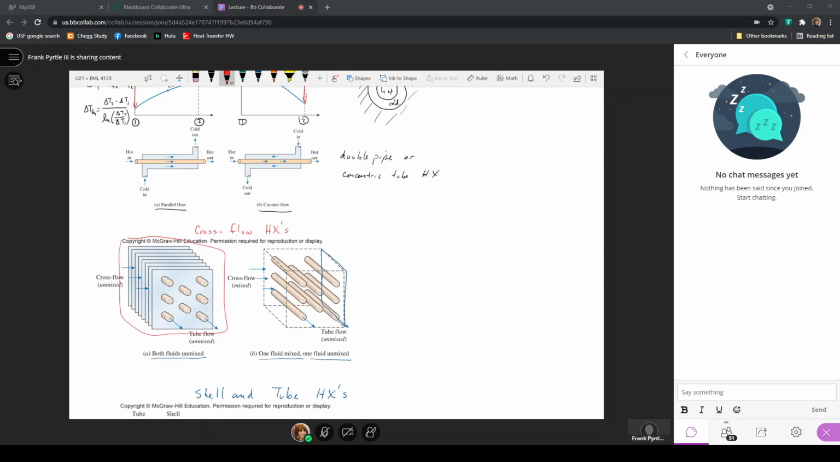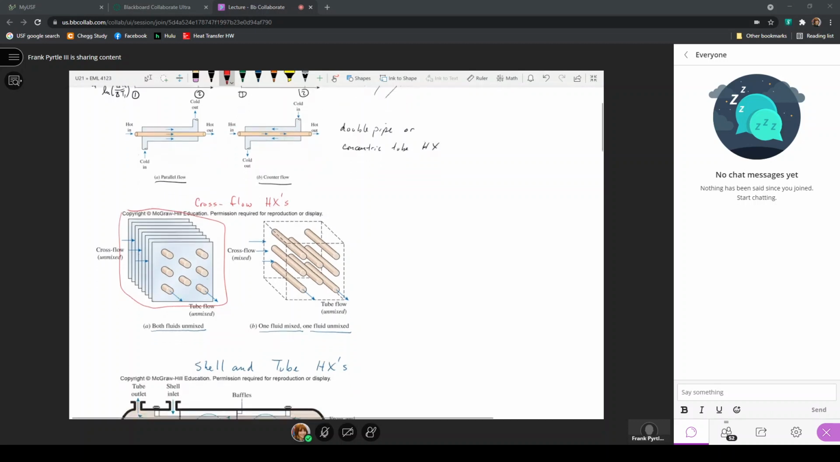The same would be considered for the one fluid mixed and one unmixed in this cross-flow heat exchanger. The fluid in the tubes comes in from the back side and comes out of the front here. The gas comes in from the left and leaves on the right. So they don't have shared positions. Of course, they share positions within the heat exchanger as they're exchanging heat, but the inlet and the outlet positions are not shared at all.